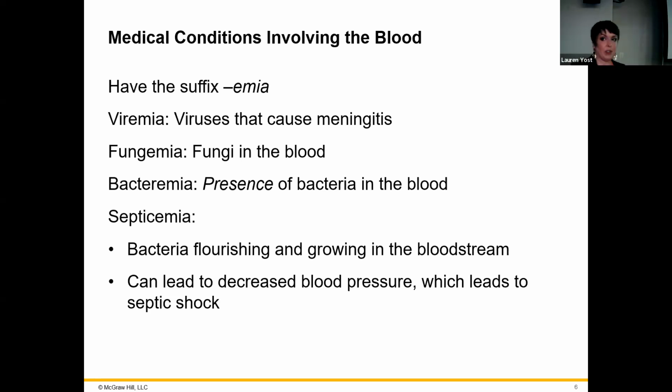Bacteremia, any presence of any bacteria in the blood. We don't have a biome, so there shouldn't be any bacteria in the blood. But when the bacteria start flourishing in the bloodstream is when we call it septicemia. So if they're actually populating in the bloodstream and growing in the bloodstream, like it's a media that it's growing in, that's septicemia. But if any bacteria are found in the blood, we call it bacteremia.